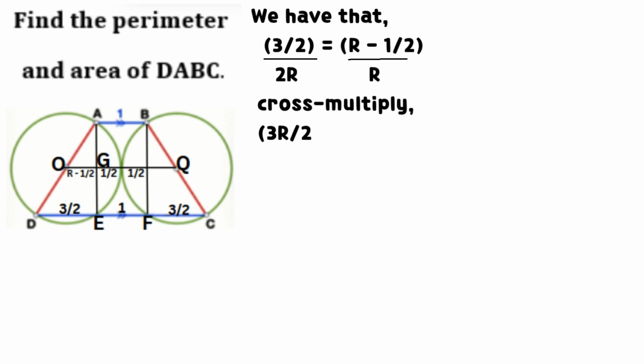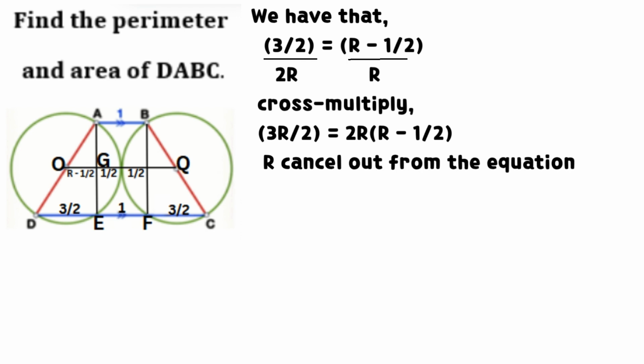all divided by R. Cross multiply. We have that half of 3 times R equals 2 times R multiplied by R minus half. R cancels out from the equation. This implies that half of 3 equals 2 times R minus half.